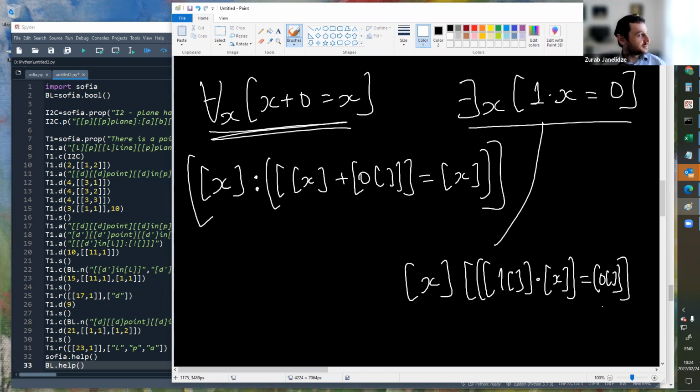A nice exercise would be for you to try to write down the definition of a limit, the epsilon delta definition you might have seen at some point, using Sophia. So for every epsilon, there exists delta, such that for every x, and so on.